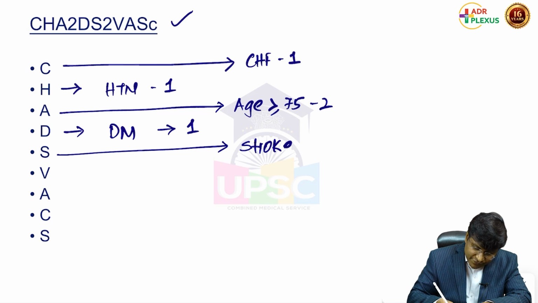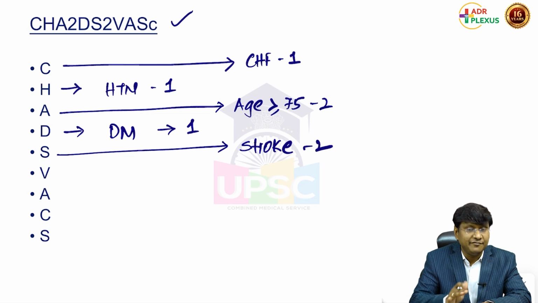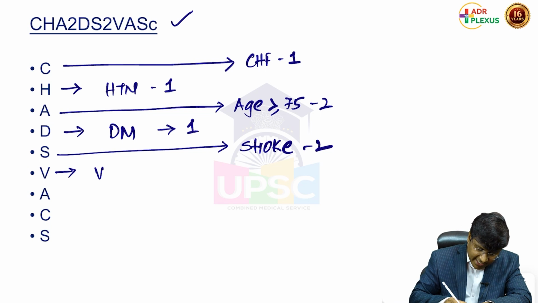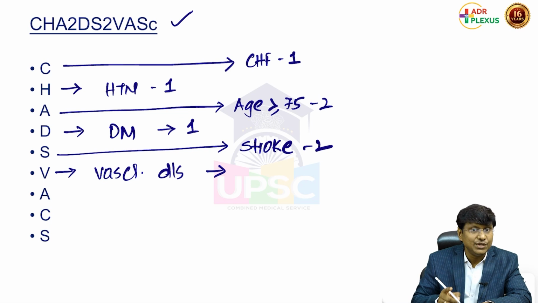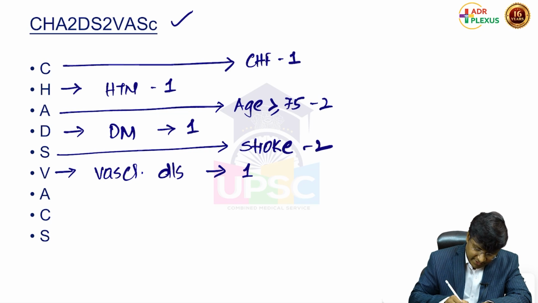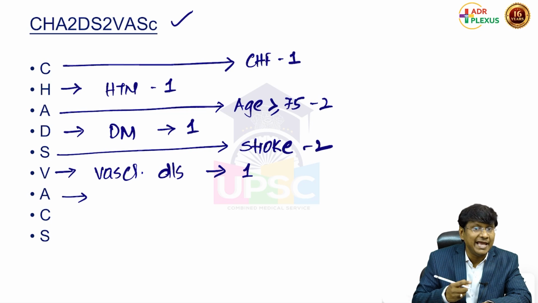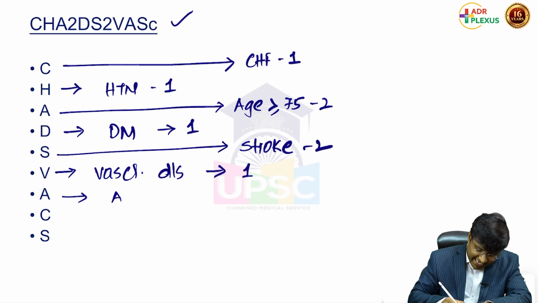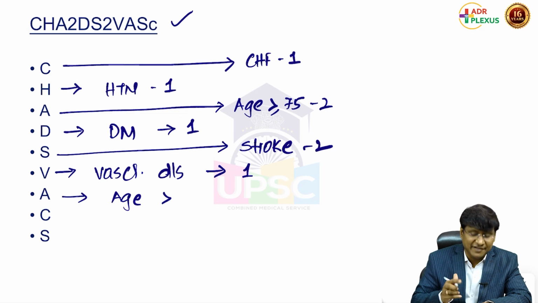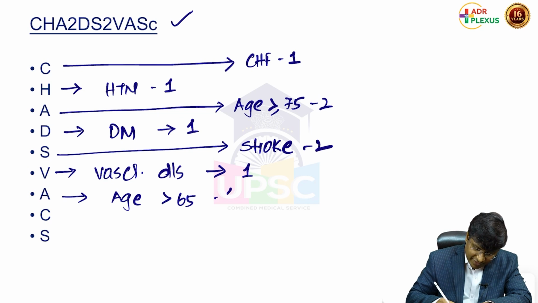So if there is presence of stroke, give a score of 2. And V stands for the vascular disease. So if there is vascular disease, then you need to give a score of 1 point. Then A stands for age of the individual. So age of the individual, if it is more than 65 years, then give a score of 1 point.